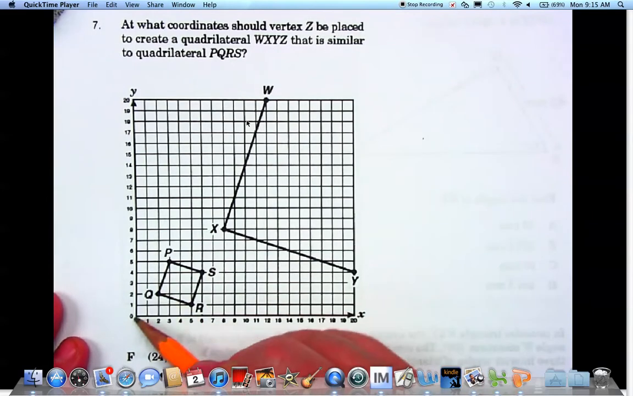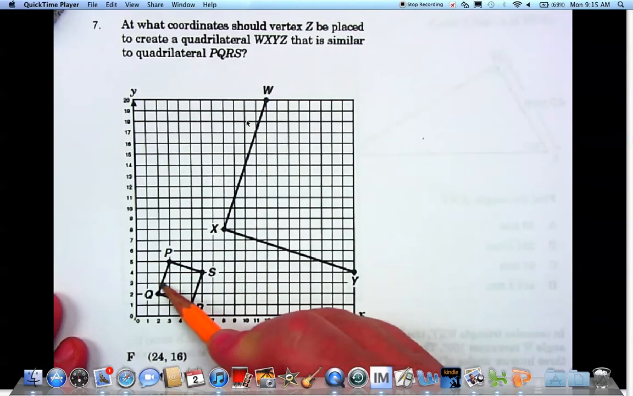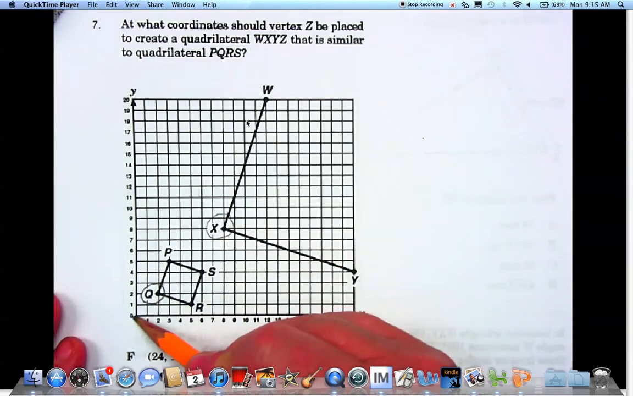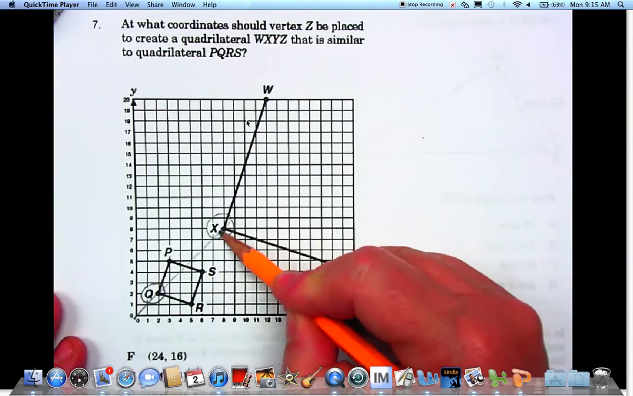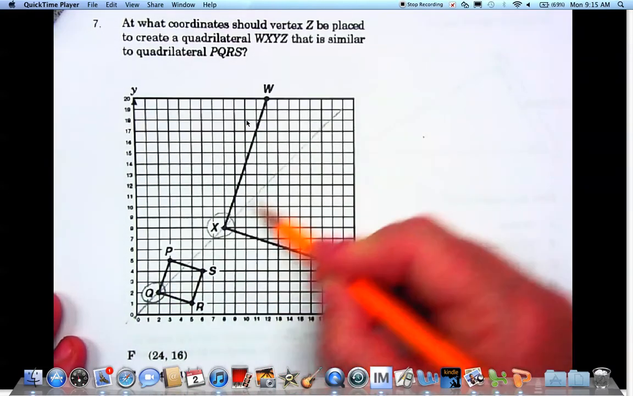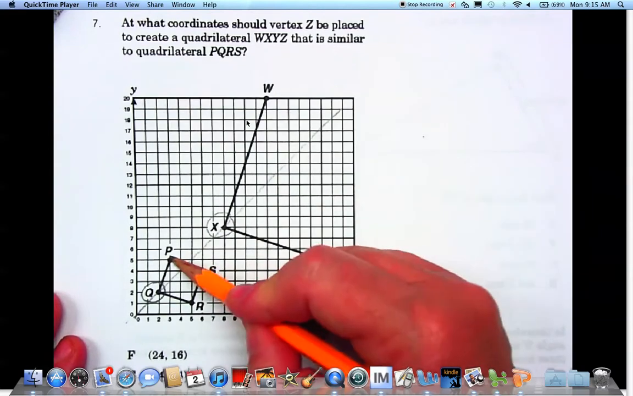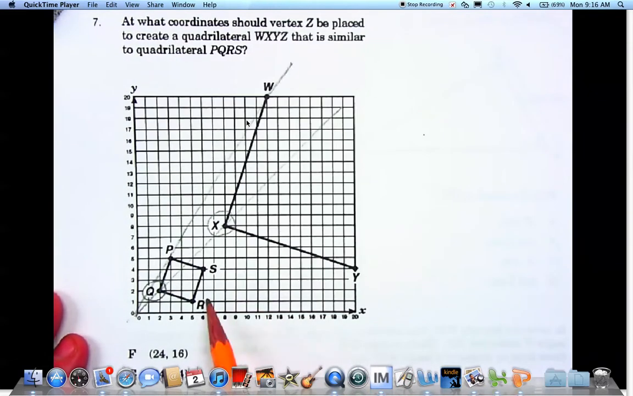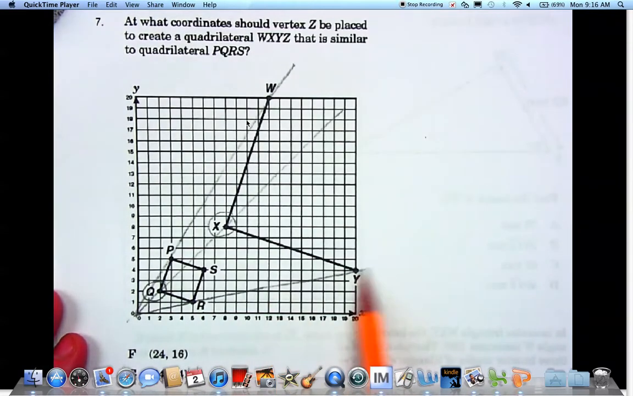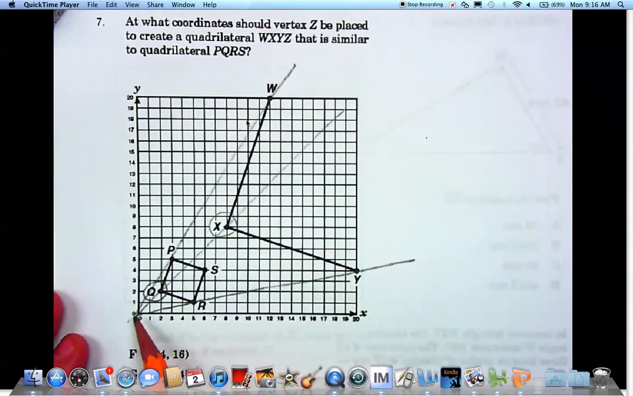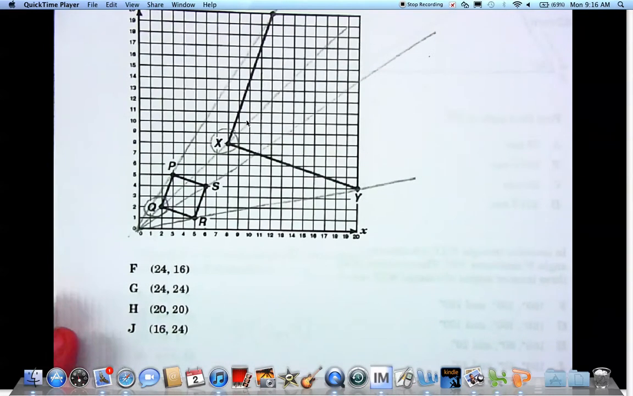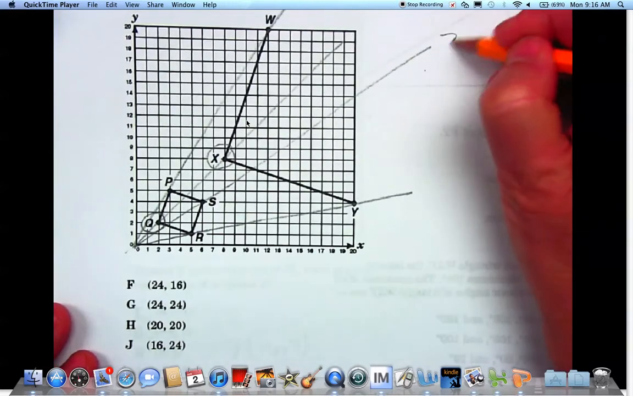Now, if you start at the origin and point Q goes with point X, y'all remember that? I just found the factor. But you've got to know that you can do that. See how you can draw a line from the origin straight through those points? And then look at P and W, and R and Y. This is one of those where the center of dilation is at the origin.